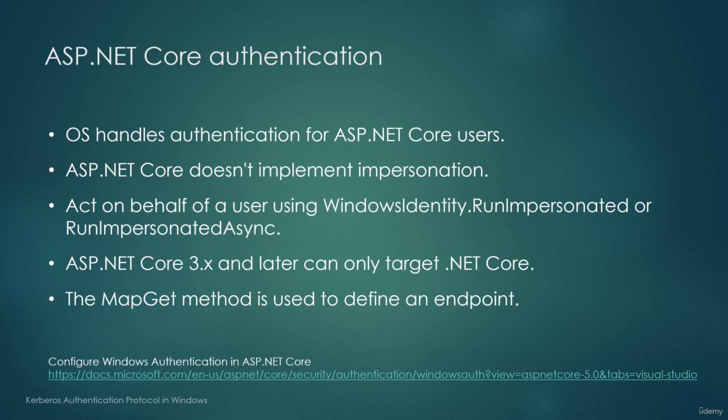ASP.NET Core 3 and later can only target .NET Core. The MapGet method is used to define an endpoint, which can be selected by matching the URL and HTTP method, or executed by running the delegate. There are no options for specifying endpoint identities.